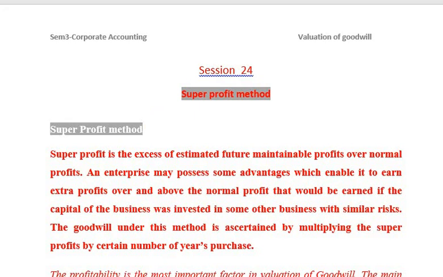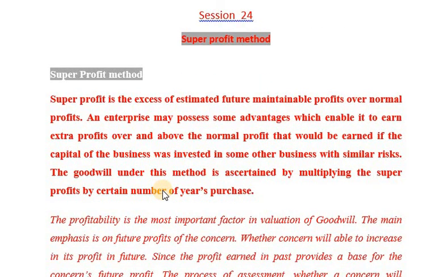Now, let me discuss the super profit method. Super profit is the excess of estimated future maintainable profits over normal profit. An enterprise may possess some advantages which enable it to earn extra profits over and above the normal profit that would be earned if the capital of the business was invested in some other business with similar risk. The goodwill under this method is ascertained by multiplying the super profit by a certain number of years of purchase.